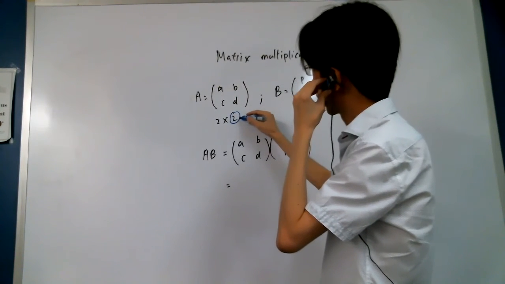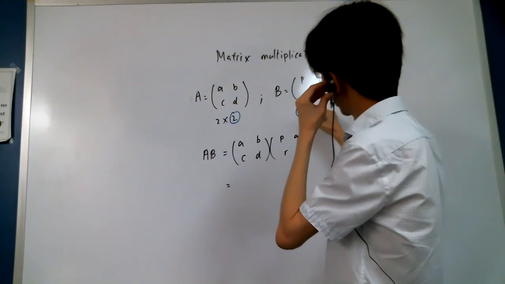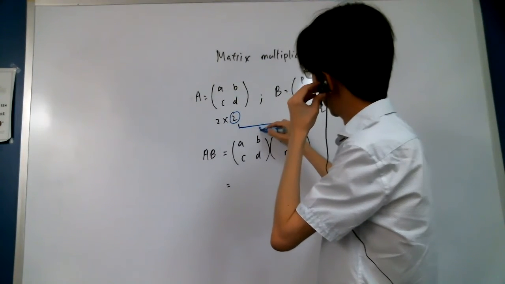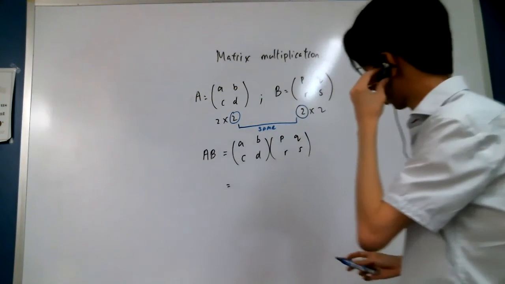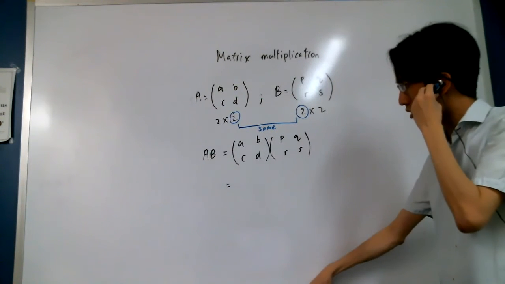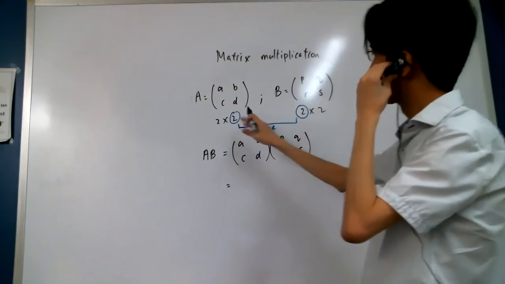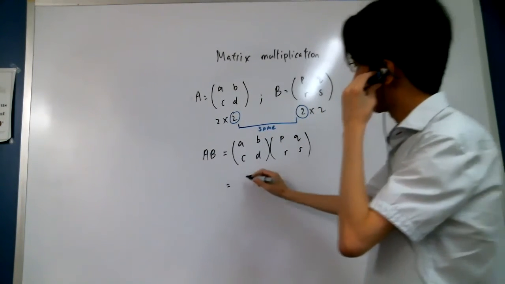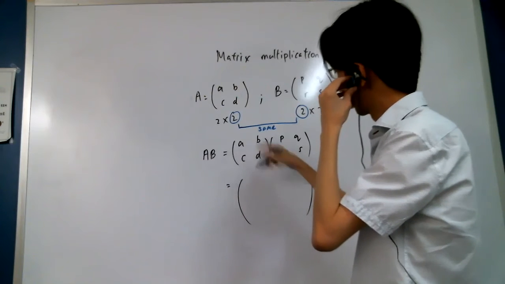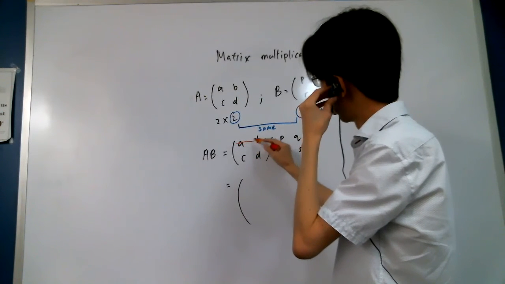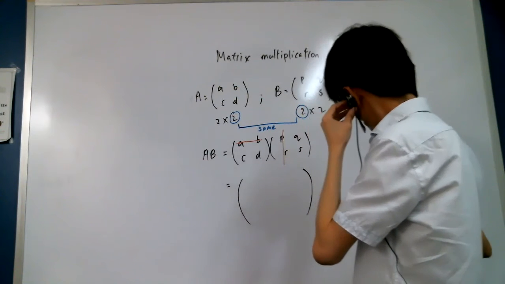Okay. First, you need to check something, which is the column of the first matrix A and the row of the second matrix B, they must be the same before you can multiply the two matrices. So since they are the same in this case, you can just perform the matrix multiplication. So what you need to do is you take the first row multiplied by the first column.